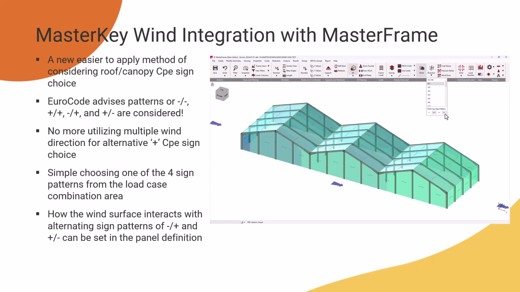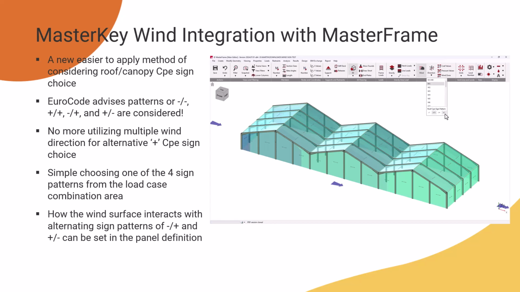And for certain wind signs or for certain panel orientations, particularly windward facing sloping roof panels and canopies, you get a choice of coefficient of pressure sign. It can either be the standard negative suction or an alternative positive pressure. And there were ways and means of dealing with that in previous versions of MasterSeries, but now we've improved that to make it a lot easier to consider those variations in sign.